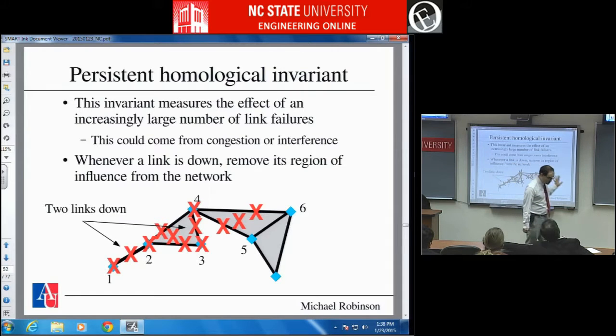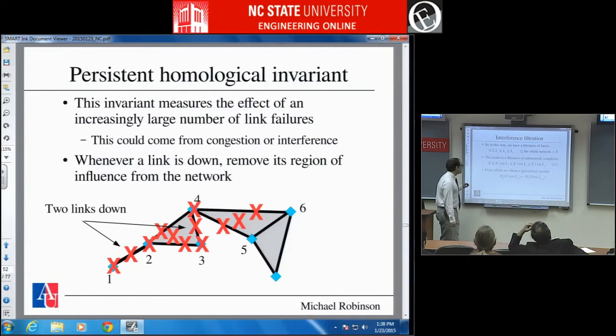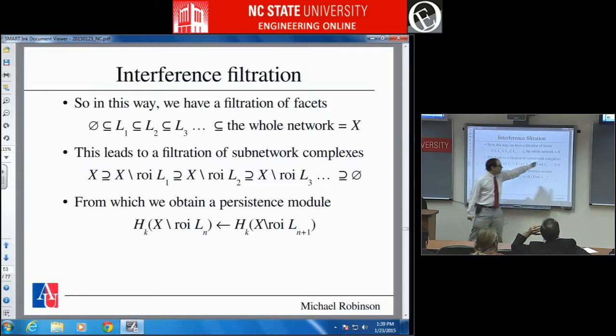And now, at this point, since we're using a homological approach, essentially what this is trying to answer is: when is the network starting to become disconnected? It's kind of a coarse invariant. It's not the best, but at least it's something that's fairly easy to measure and can be measured in a reasonably quick distributed fashion. So what you end up with is a filtration of links being knocked out. Start out over here, no links being knocked out. Here, you've knocked out the whole network. So progressively more links get knocked out.